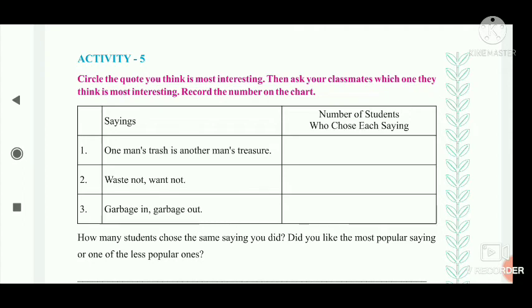Here you are given the 3 quotes. Number 1, one man's trash is another man's treasure. Number 2, waste not, want not. And the last one, garbage in, garbage out. Here are the 3 quotes. But right now you ask your parents, ask your brother and sister, and also you give the instruction.